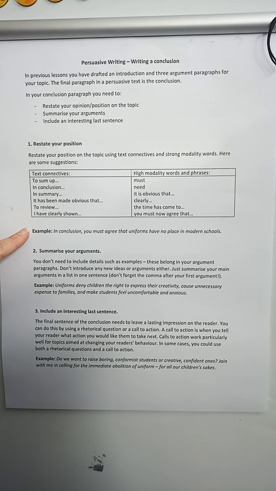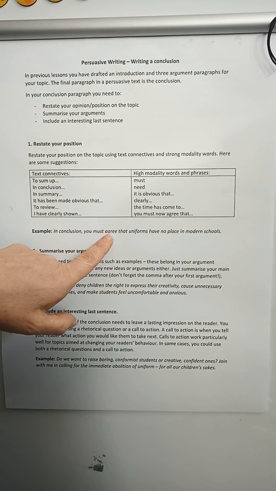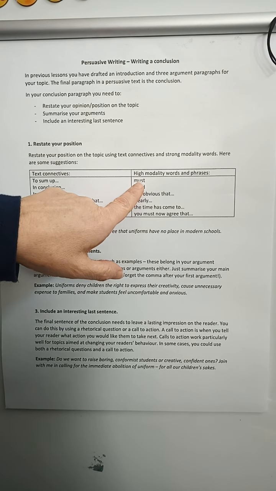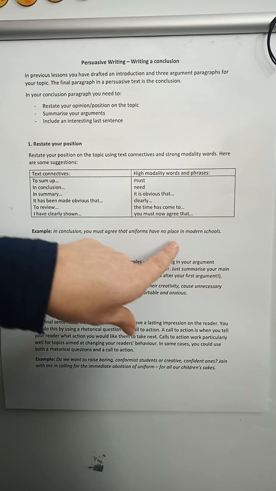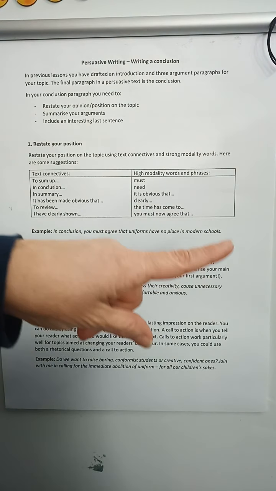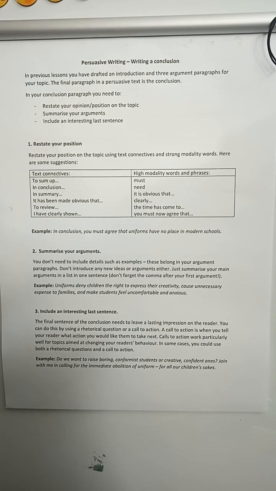Remember, that's not the one you're writing about. You're writing about one of those 5 topics that were in the first task that we did. So here's my example. In conclusion, there's my text connective. You must agree, so again, must, that uniforms have no place in modern schools. So a really strong restatement of my position. You need to do the same thing for your topic.